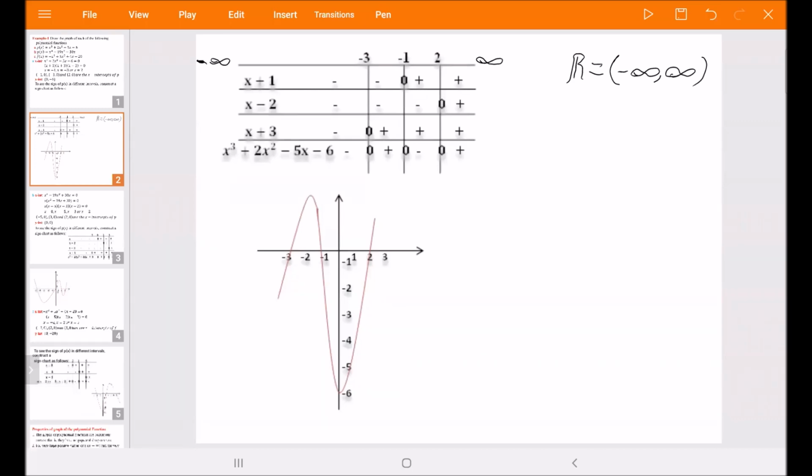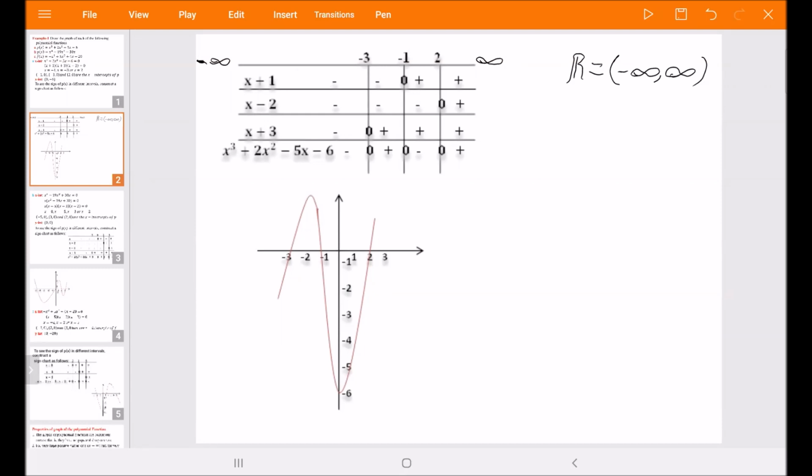Is the sign of x plus 1 negative or positive for values less than minus 1 and greater than minus 1? For values less than minus 1, for example, you can take minus 3. If you substitute x by minus 3, x plus 1 is negative. It means the sign of x plus 1 is negative, or less than 0, for values less than minus 1. So here we write negative, negative to indicate that x plus 1 is less than 0 for values less than minus 1.